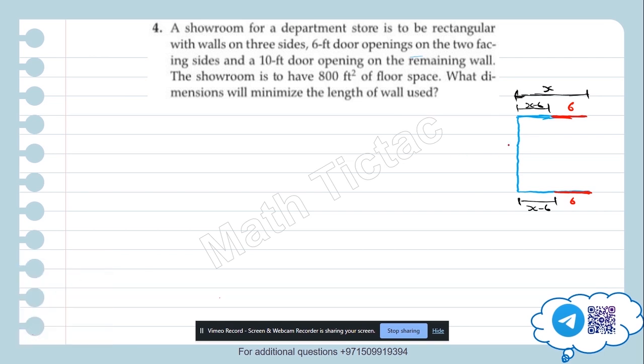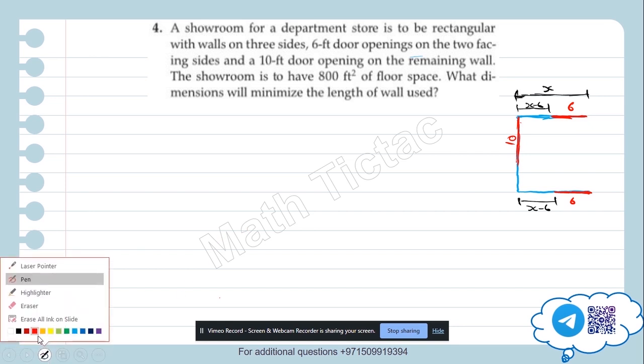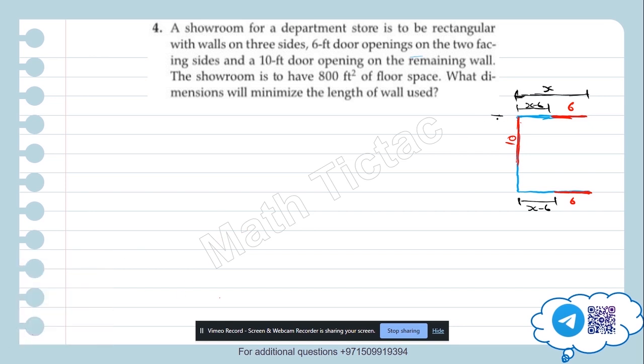Now also on the third side, they are opening a 10-foot door. So here we have 10 feet, that's a 10-foot door, a big door. Which means if this part is y, then the remaining part will be y minus 10. So there is a 10-foot door opening on the remaining wall.